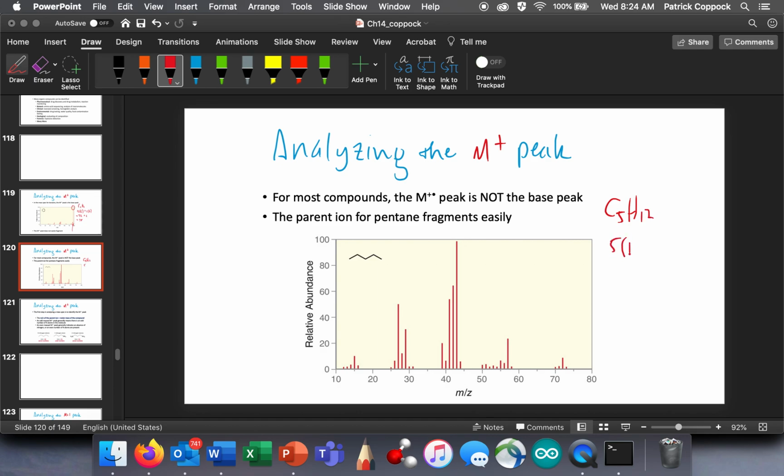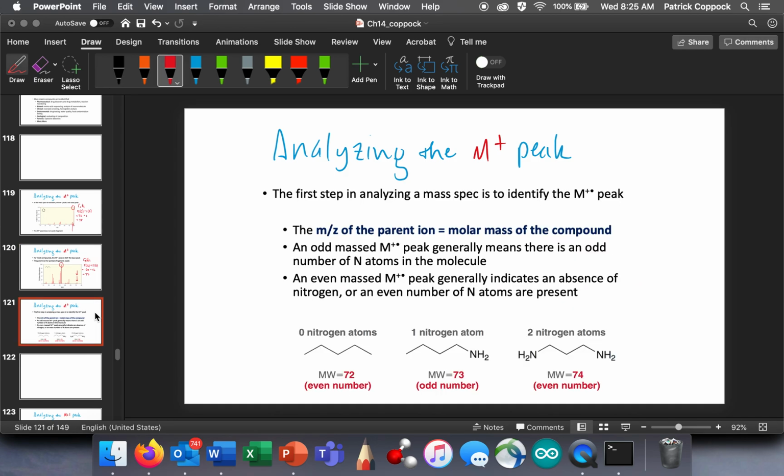C5H12, 5 times 12 plus 12 times 1 equals 60, plus 12 is equal to 72. So the molecular ion peak is right here. Boom, right? But it looks like the most common peak is here. So for pentane, the parent ion fragments very easily. And it looks like the most common fragment we're going to get as we break this thing up is down here at, looks like it's 43. All right, so the M plus peak is still here, right? That's still the M plus peak, but it's not the most common fragment. But let's look at some other things, and then we'll move on to the next peak.